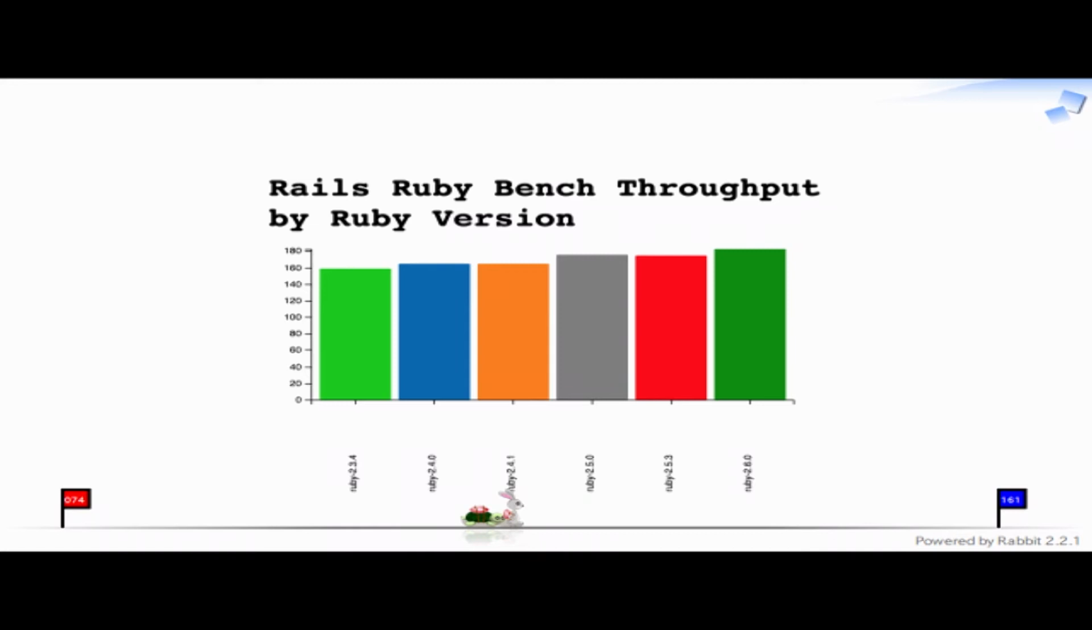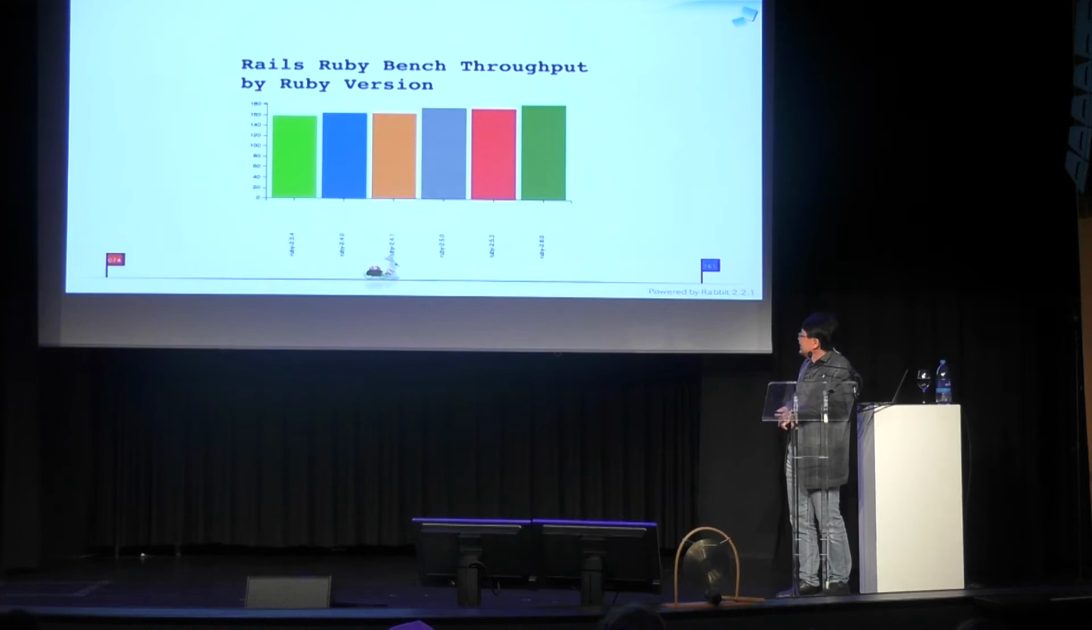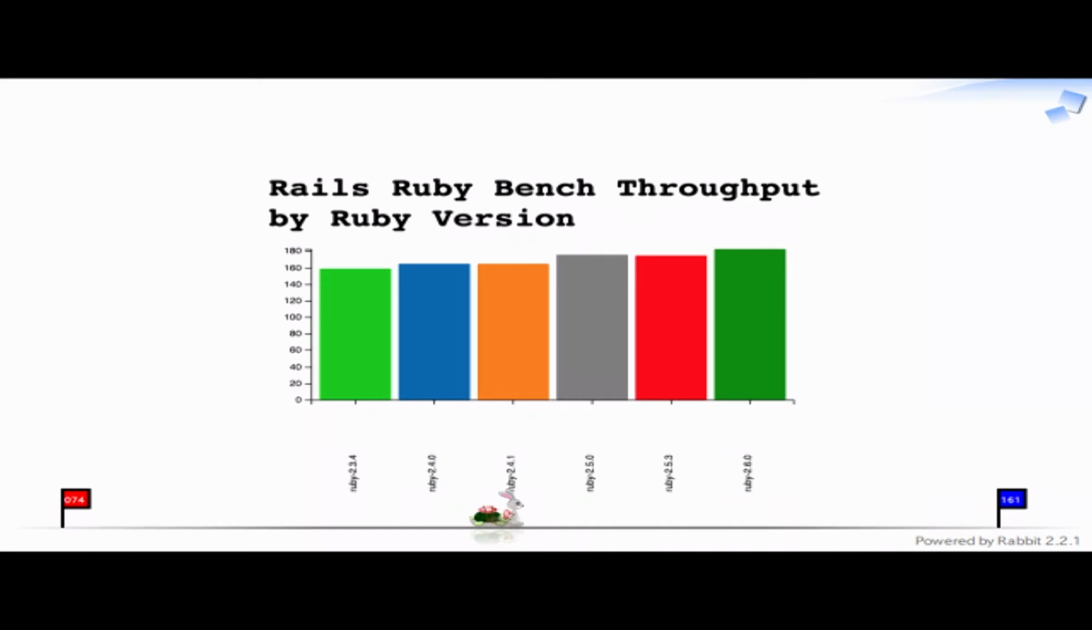Performance has been steadily improved over the past. Compared to Ruby 2.0, where 100 is Ruby 2.0, Ruby 2.6.0 runs almost 1.8 times faster. Yeah, that's good, but we are trying to make it even faster.